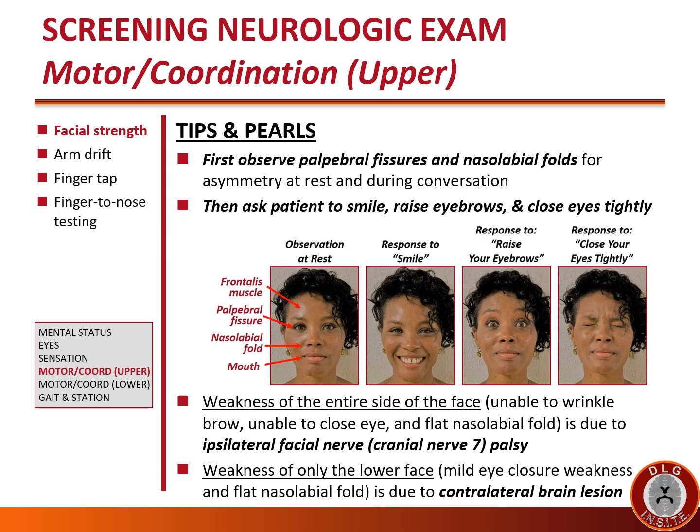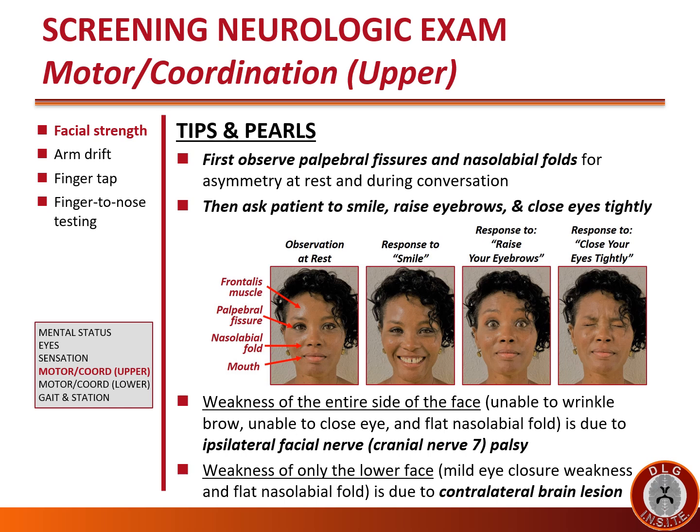Tips and pearls. Motor coordination, upper, facial strength. First, observe the palpebral fissures, that's the eye openings, and the nasolabial folds, the crease between the nose and the lip, for asymmetry at rest and during conversation. Then, ask the patient to smile, raise eyebrows, and close eyes tightly.